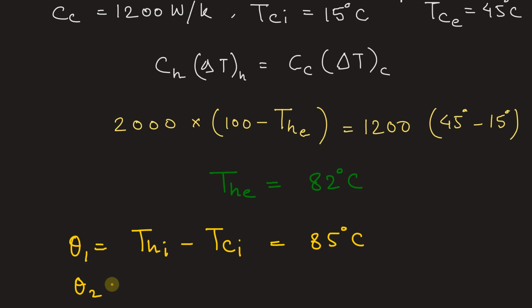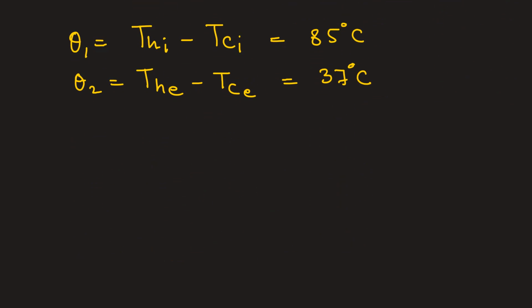Now theta 2 will be equal to, similarly, Th at the end of heat exchanger minus Tc at the end of heat exchanger. Since we have calculated The to be 82 degrees Celsius, minus 45 degrees Celsius, we will get 37 degrees Celsius. Now let's calculate the value of LMTD.